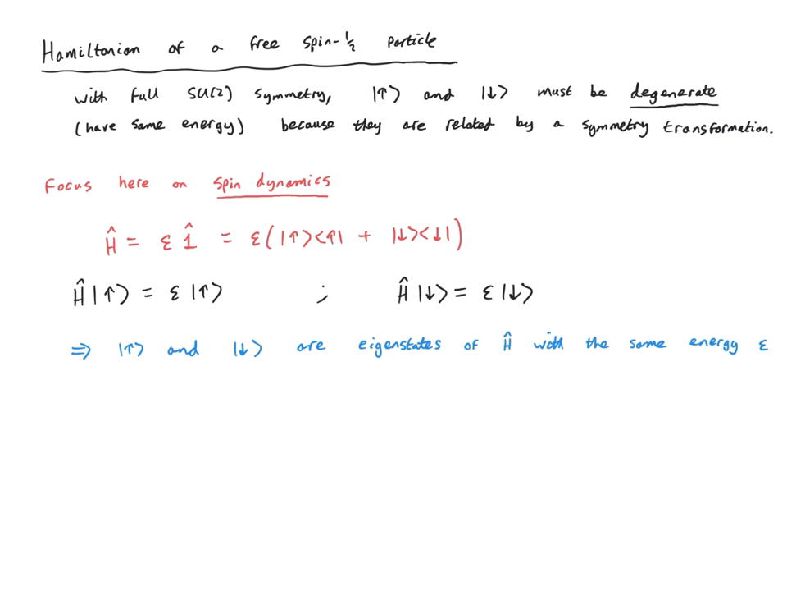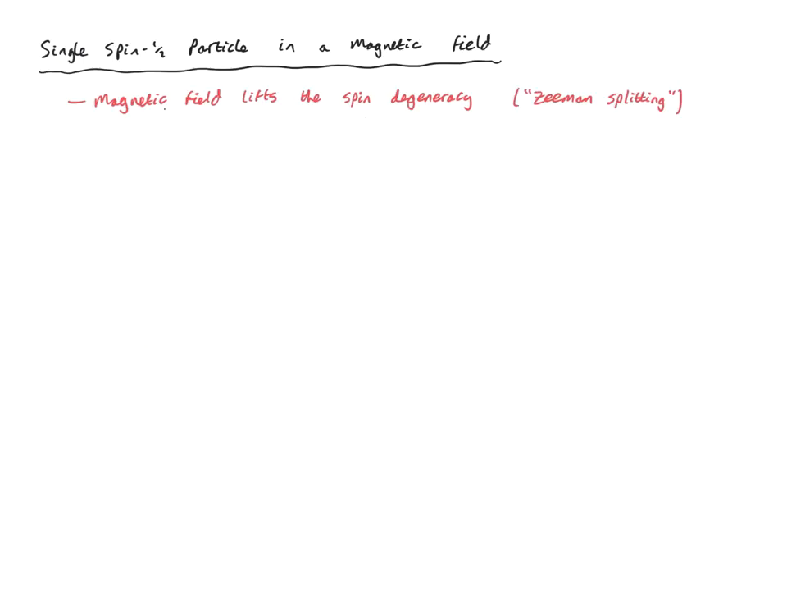More interesting physics arises when we put the electron into a magnetic field. This provides an external potential and can lift the spin degeneracy. A magnetic field lifts the spin degeneracy. This is called a Zeeman splitting. What kind of Hamiltonian can we write down to describe this effect? Well, the magnetic field couples to the spin of the particle. Therefore, we can write down a Hamiltonian H equals minus B dot S.